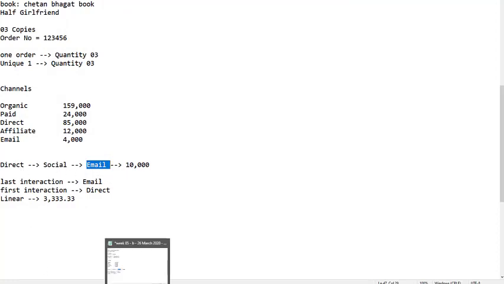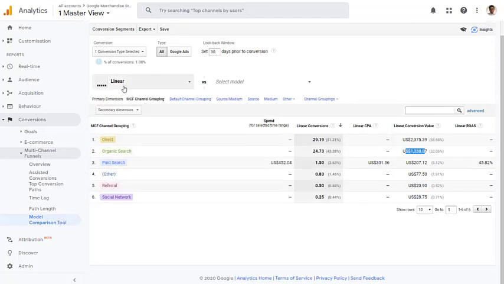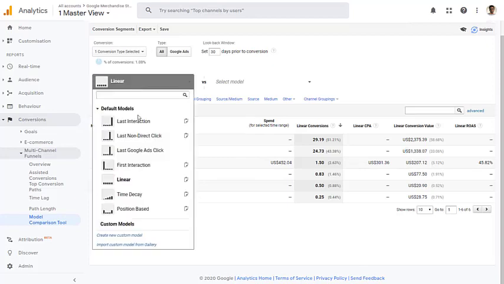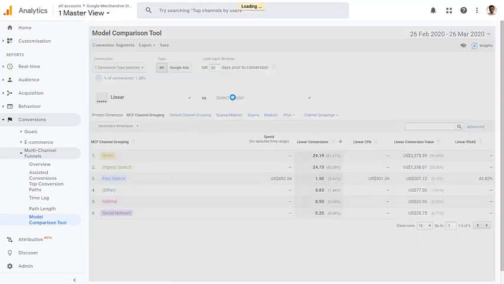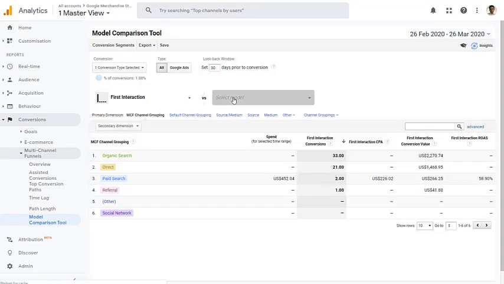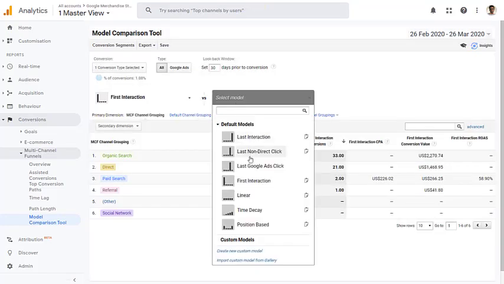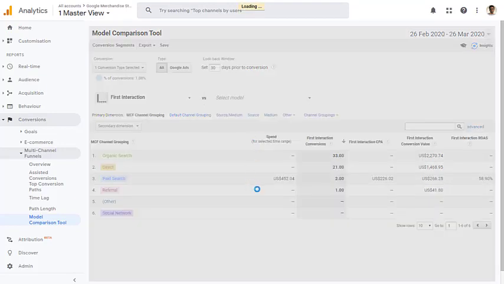We did the same here, but instead of having a discussion, we directly change the model, and I can see the same output. I can also do first interaction versus last interaction. I can compare up to 3 models. What I can do is, let's do first interaction versus last interaction.